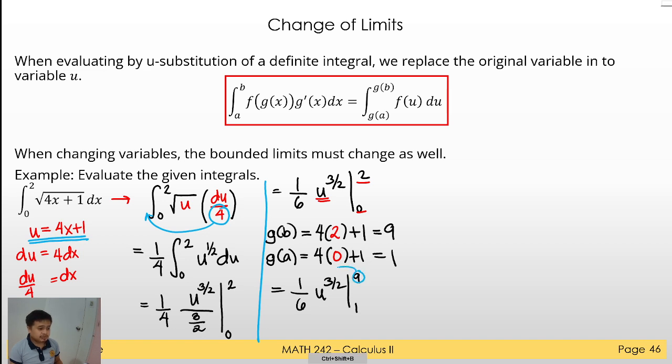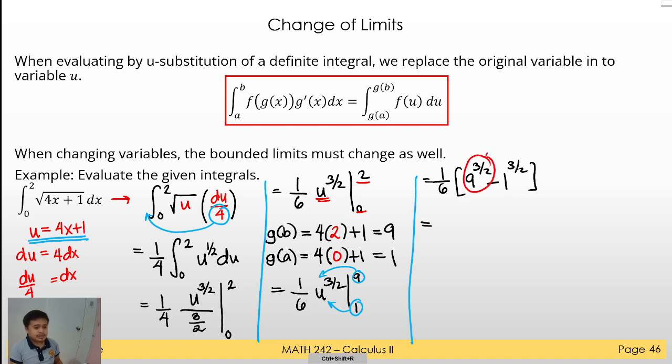And then now we could substitute the value of 9 and 1. So this will be equal to 1/6 times 9 raised to 3 halves minus 1 raised to 3 halves. How do we evaluate this? We just want to find the square root of 9 and then cube it. And then the value of 1 raised to 3 halves: any exponent here, if your base is 1, this will always be 1.